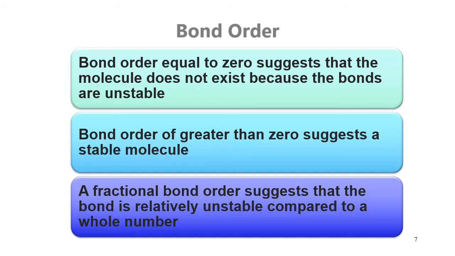Bond order 0 suggests that the molecule doesn't exist, meaning that He2 does not exist because the bonds are unstable. And when bond order is greater than 0, it suggests a stable molecule. A fractional bond order suggests that the bond is relatively unstable compared to a whole number.